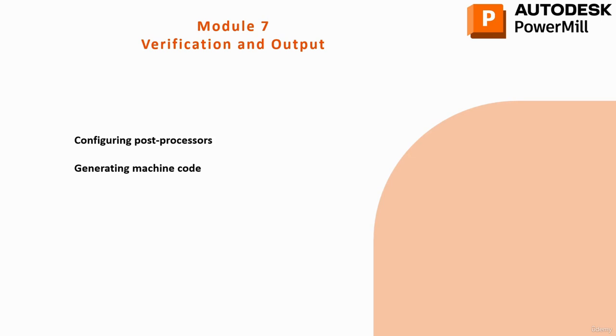So in this module, we only have to discuss two topics, which are configuring the post processor and learning about generating the machine codes. In this module, we have to perform some post processing, or we can say that we have to create some machine instructions and learn how we can configure them. So let's get started.